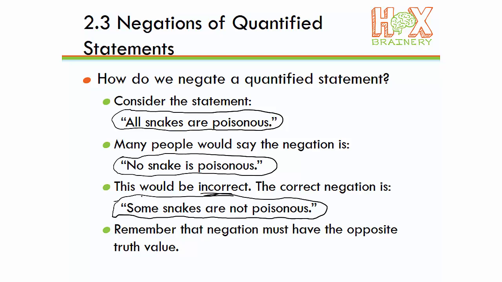Remember what the negation does. Your negation has to have the opposite truth value, right? So if we start out with this statement up here, all snakes are poisonous, we can say that this is false. So when we negate it correctly down here, some snakes are not poisonous, that becomes a true statement. Notice the incorrect negation, no snake is poisonous, that's still false. So that's not the proper negation.